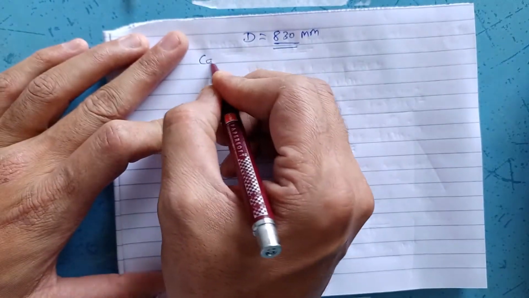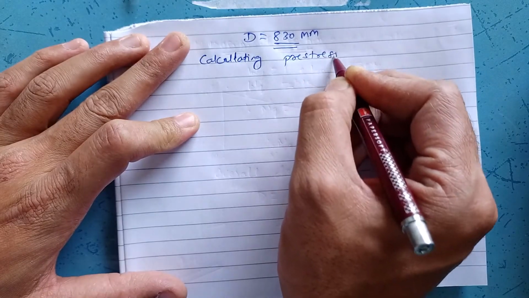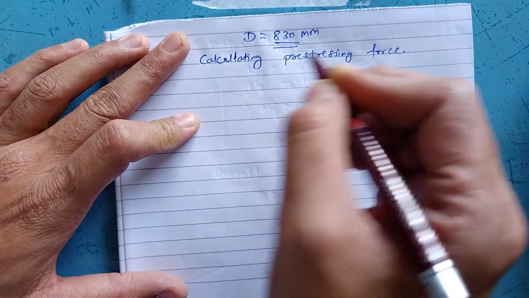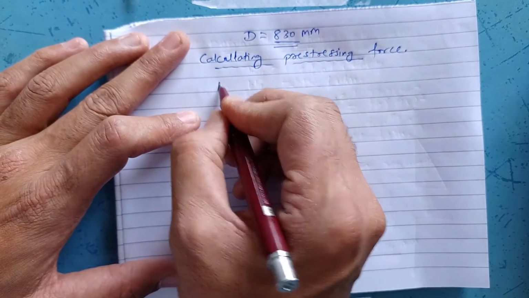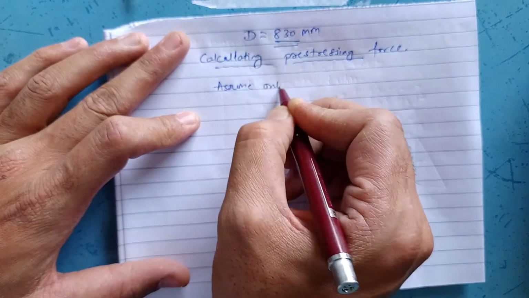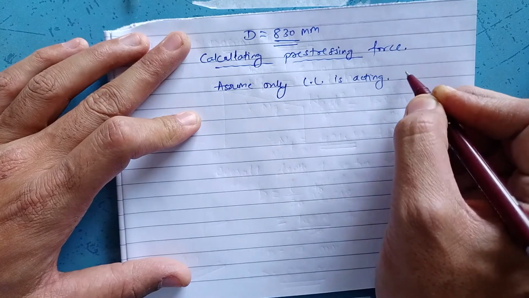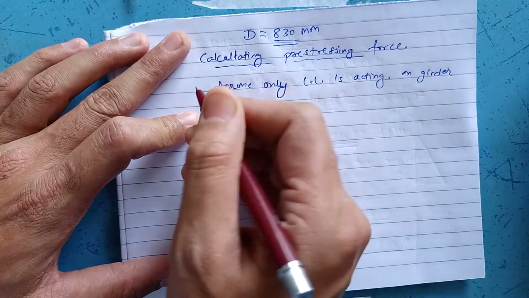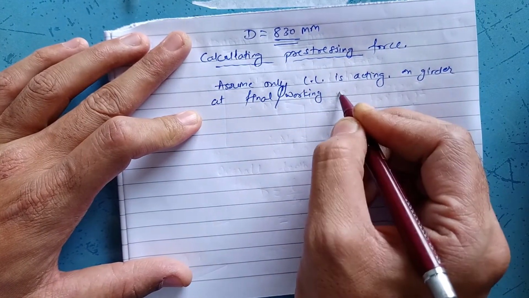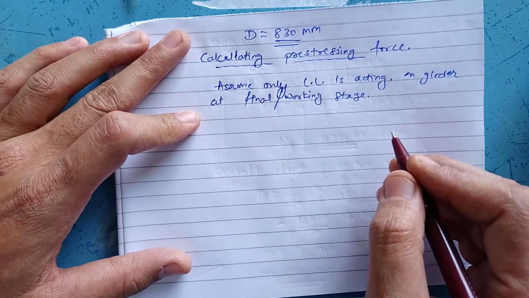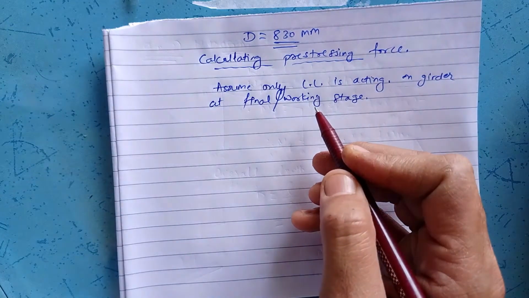Now calculating the prestressing force. Now assume only live load is acting on the girder at final or say working stage.